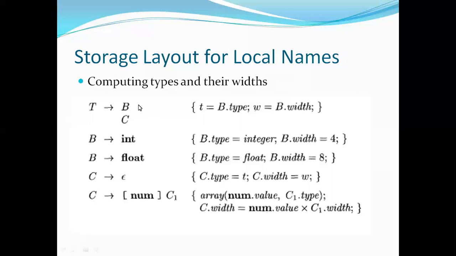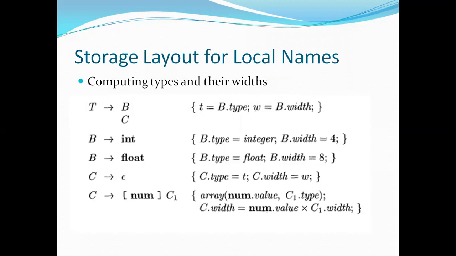In this same example, I have num in the array representation. Whatever we represent in square brackets defines that it is an array. Here I am using attributes, type and width. Two attributes I assigned for each and every node: B.type, B.width, C.type, C.width, like that.